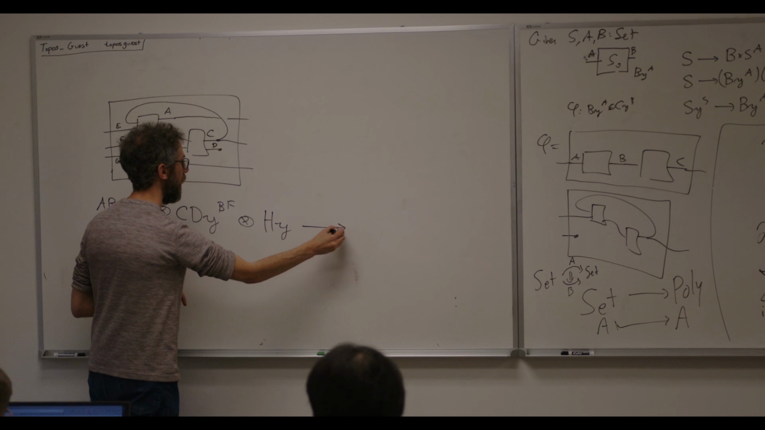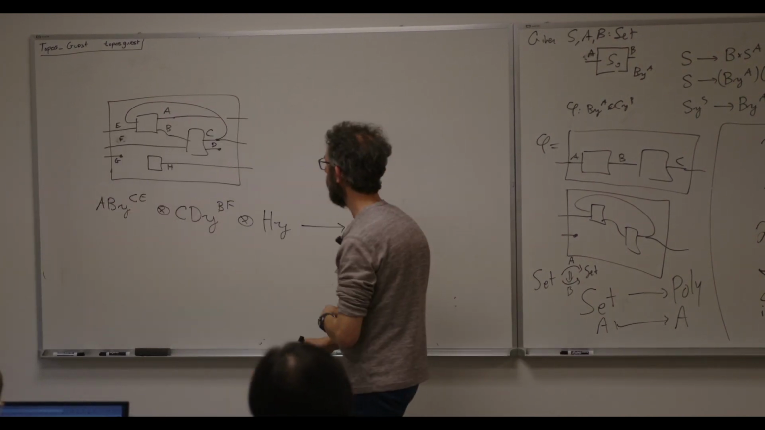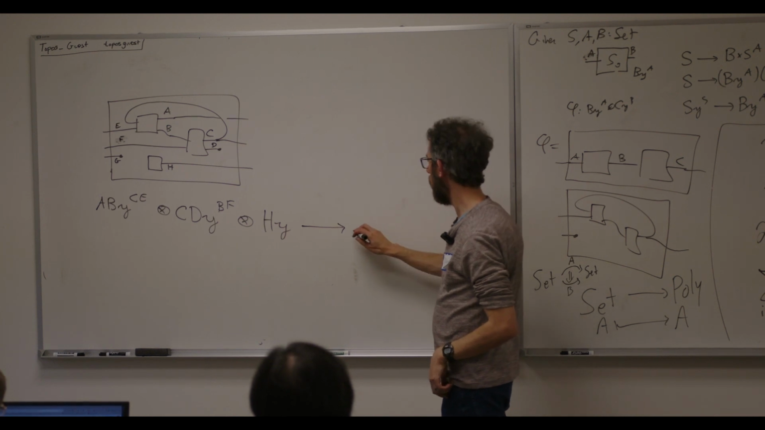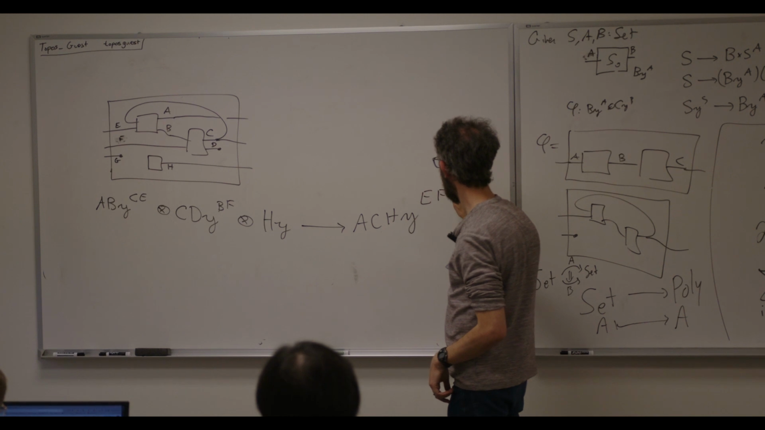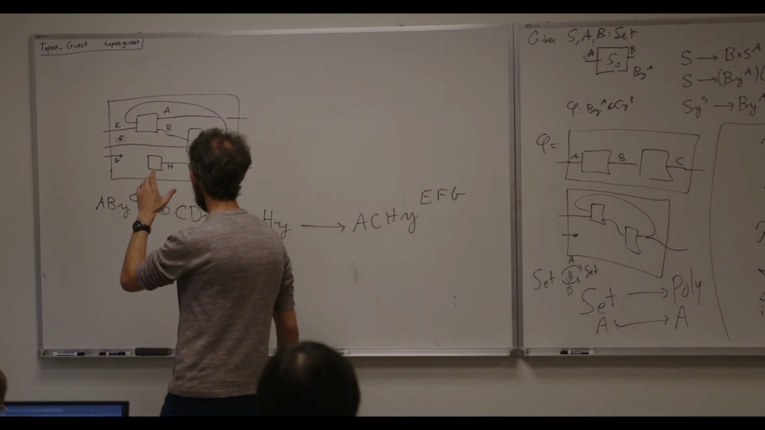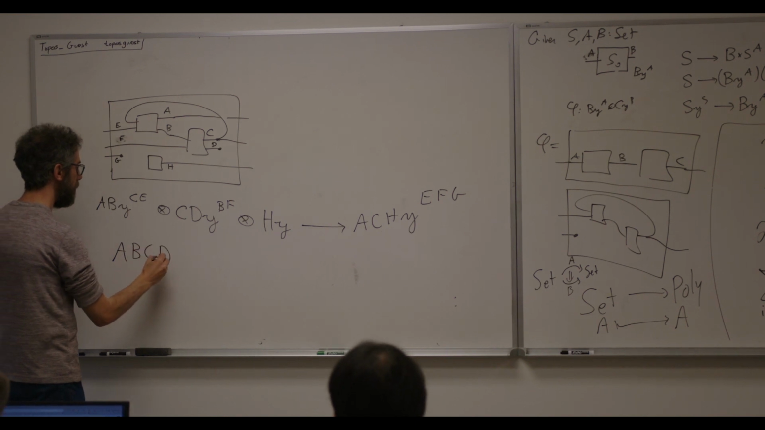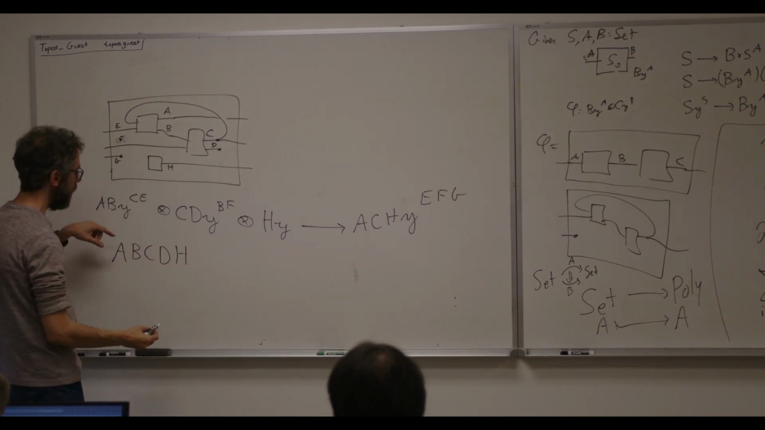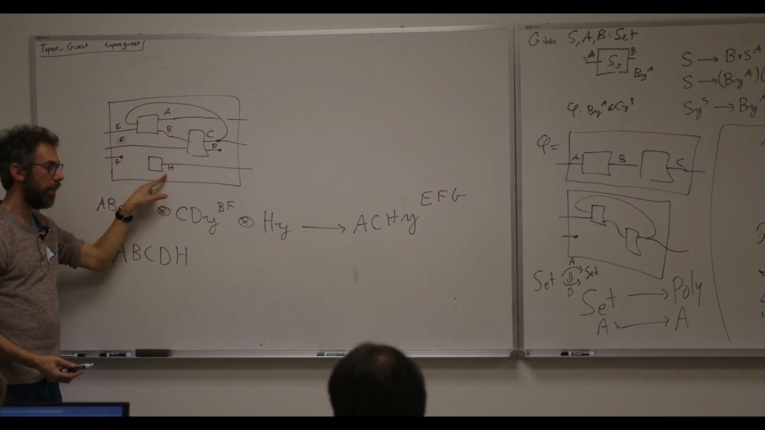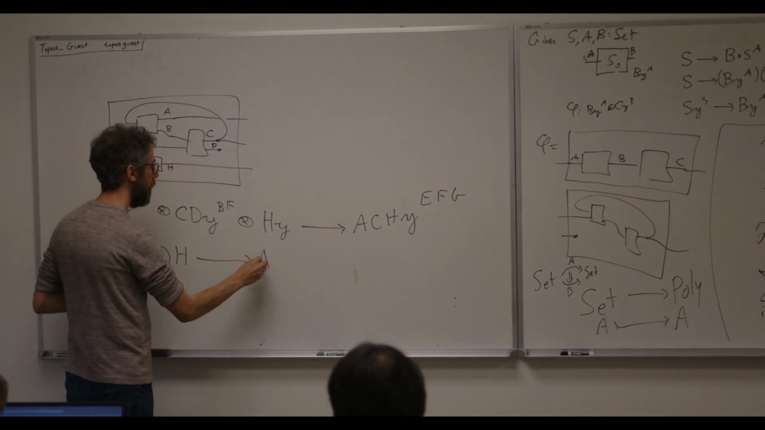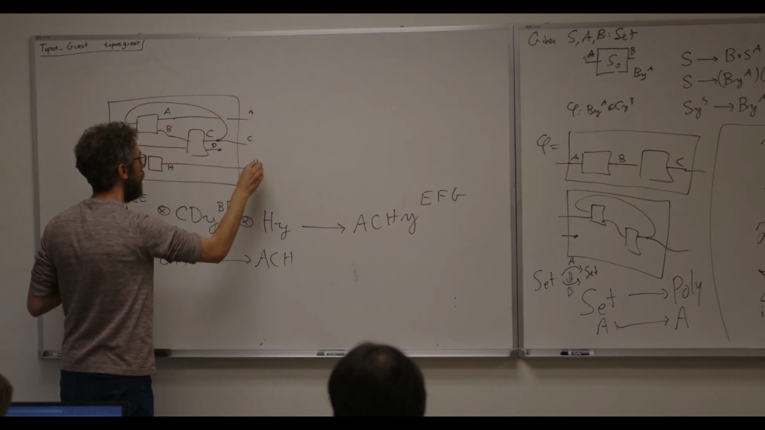Okay, and what is the exterior box? Outputs. A, C, H to the E, F, G. So this diagram apparently tells us that we can take an A times B times C times D times H. And if we notice, those are all the outputs, A, B, C, D, and H. And get an output of the total box.